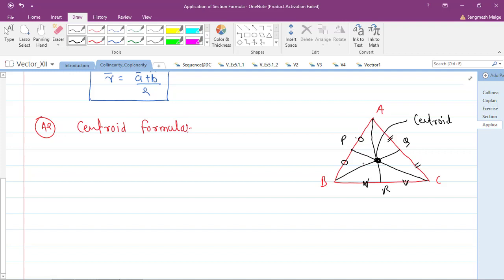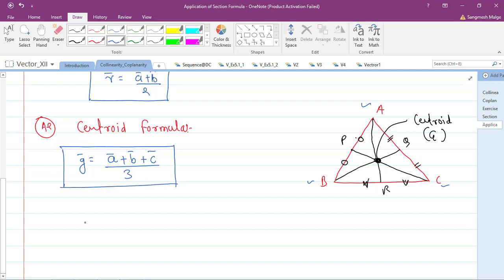Then what will be the coordinate of this centroid? G. The standard notation of the centroid is always G. So the formula we have is G bar equals: just add all the vectors A bar, B bar and C bar, all the coordinates of this triangle, and divide by 3, and you will get the centroid formula. That's it. So (A bar plus B bar plus C bar) divided by 3 is the centroid of triangle ABC. This is application number 2.